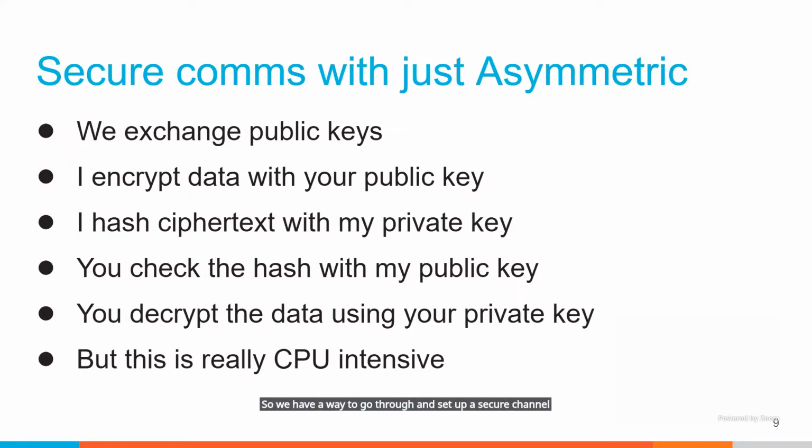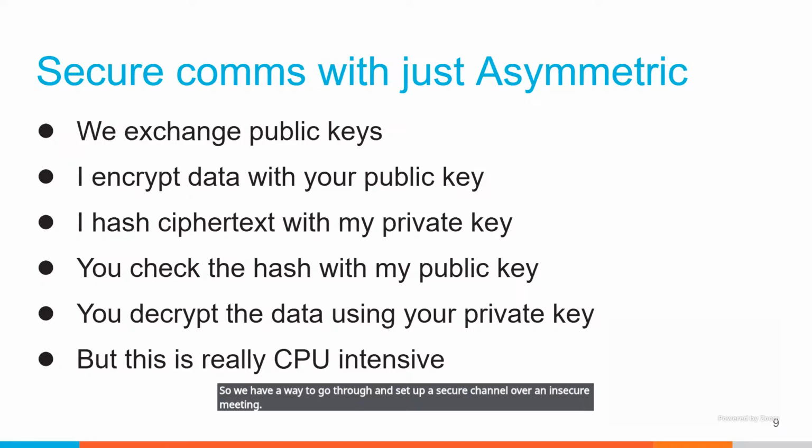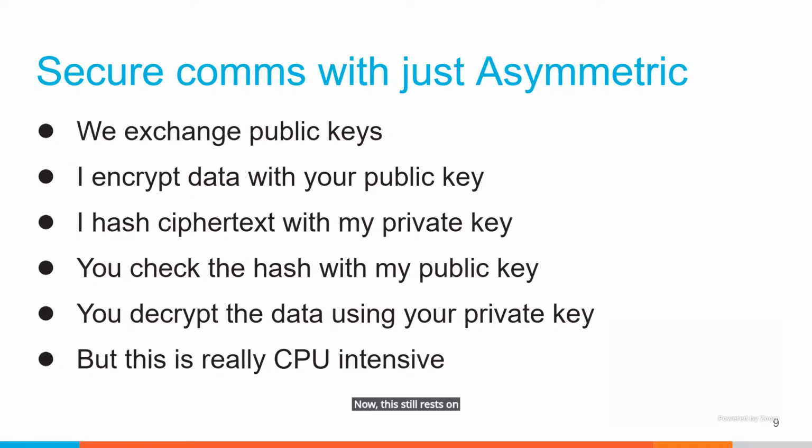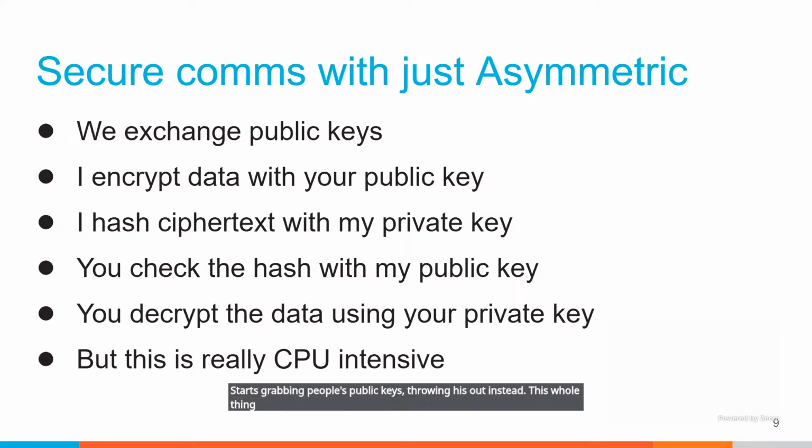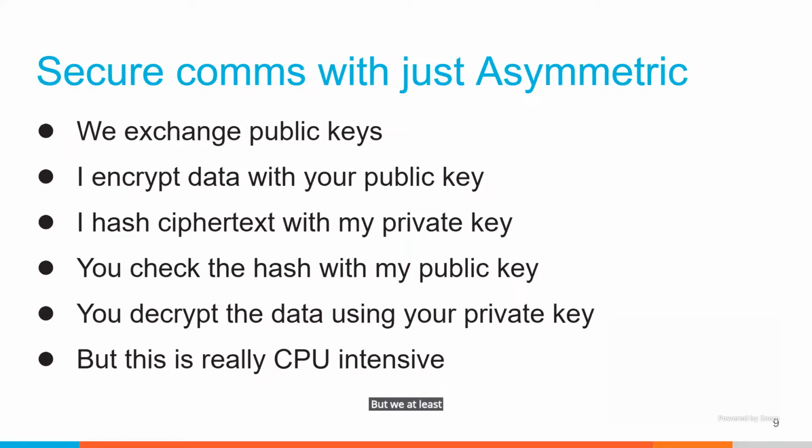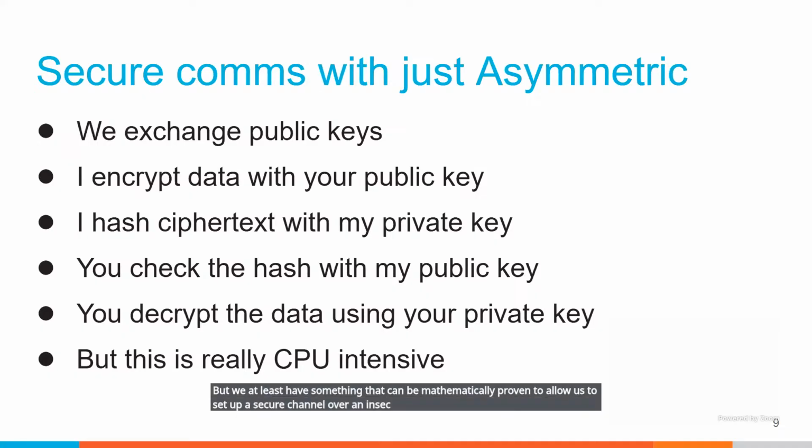So we have a way to set up a secure channel over an insecure medium. Now, this still rests on those public keys being right. Again, if Bill gets in the middle, starts grabbing people's public keys, throwing his out instead, this whole thing falls apart. So we still have the domino problem, but we at least have something that can be mathematically proven to allow us to set up a secure channel over an insecure medium.